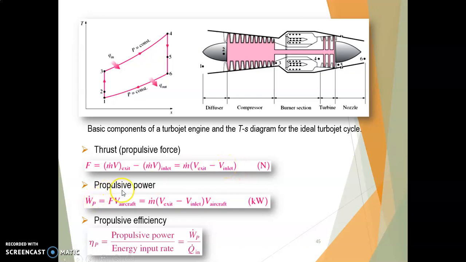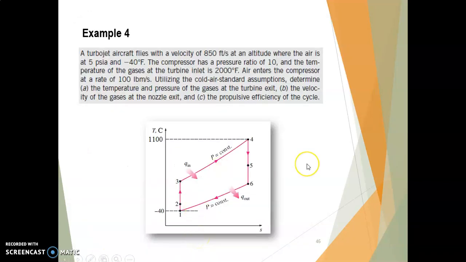While the propulsive power, we have the force multiplied by the aircraft velocity. So we can find the same formula of the force multiplied by the aircraft velocity. According to this, we will be able to calculate the propulsive efficiency that is related to the power over the energy input. So according to this, we will be able to solve the last example of this chapter that is related to the jet propulsive cycle.